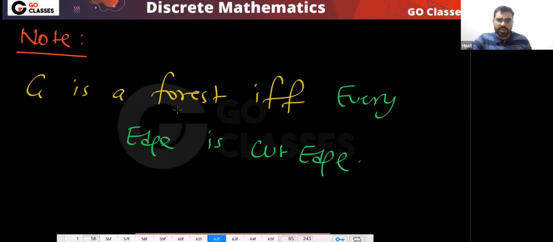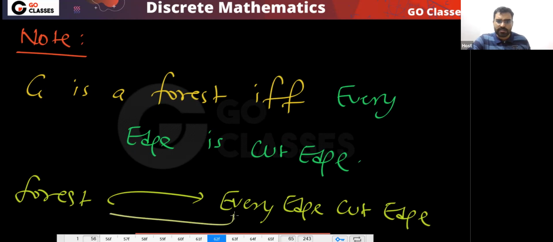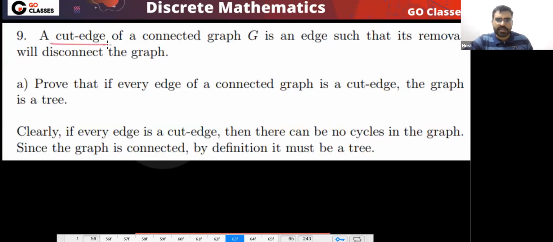It means if you have a forest, then forest implies every edge is a cut edge. And every edge being a cut edge implies forest. So this is the idea. And if your graph is connected also, then, anyway, this is the definition of cut edge. So you can notice that in a connected graph, if every edge is a cut edge, then your graph is a tree.